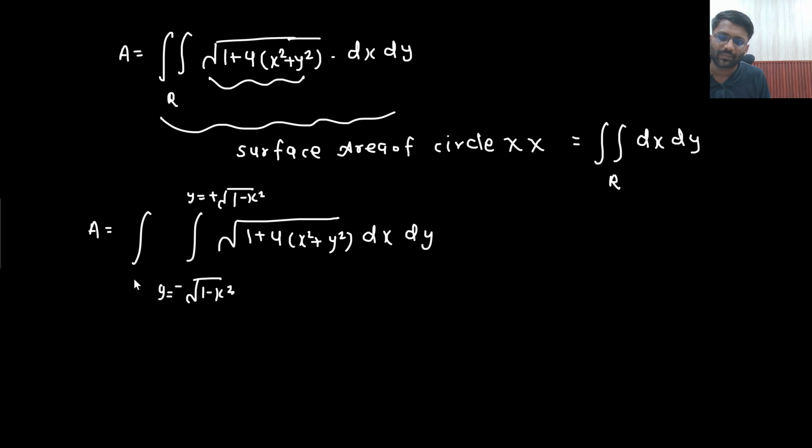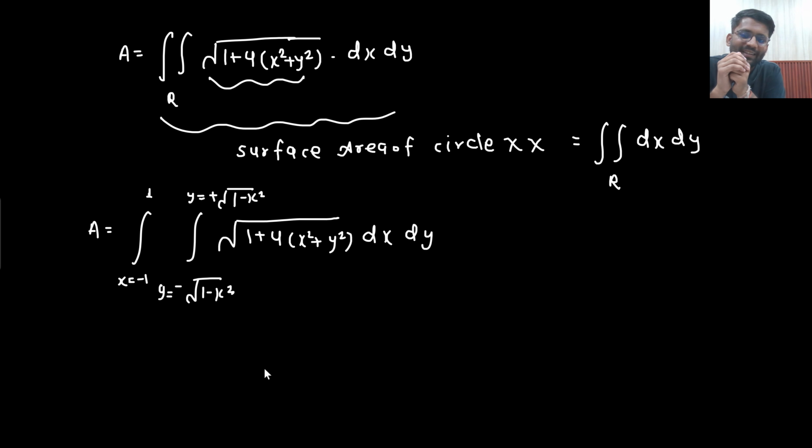So x is going from minus 1 to 1, and y is going from minus under root 1 minus x square to plus under root 1 minus x square. Solve this integration now. First of all, you need to solve it with respect to y, and then you need to solve it with respect to x.